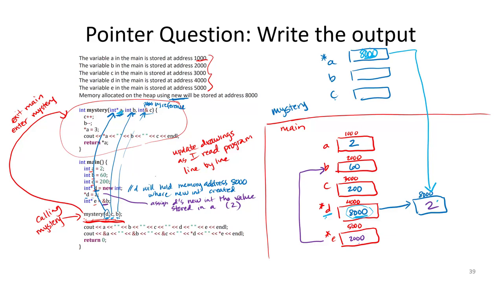The next value we substitute into mystery is the value C in main, our variable C. So in this case, C is just an int. So we're plugging in our variable C in main into our variable B in mystery. So we take the 200 stored in C and we plug it in to variable B in mystery.